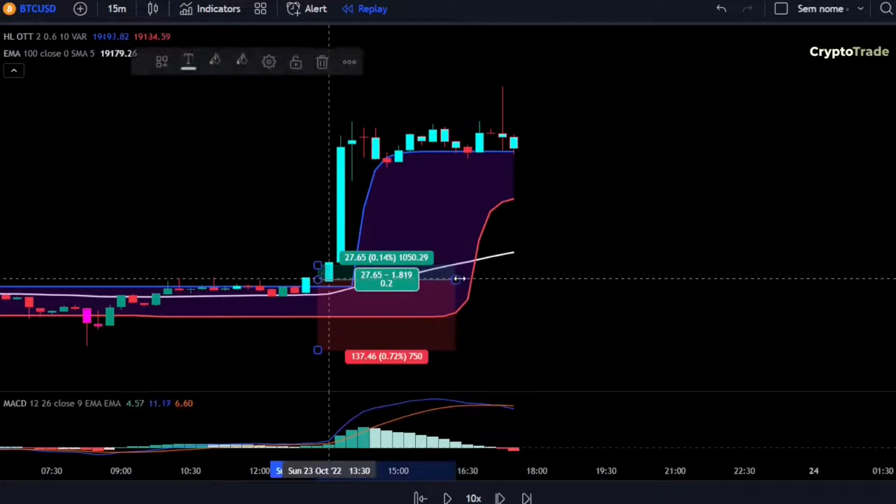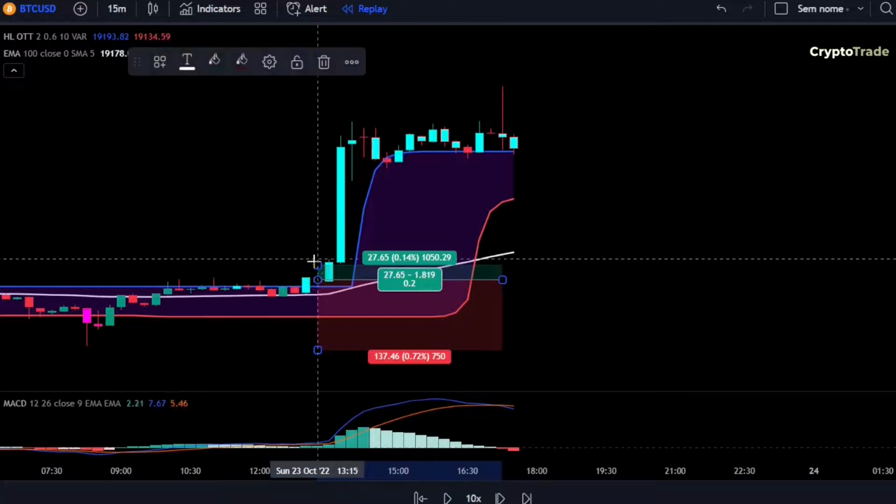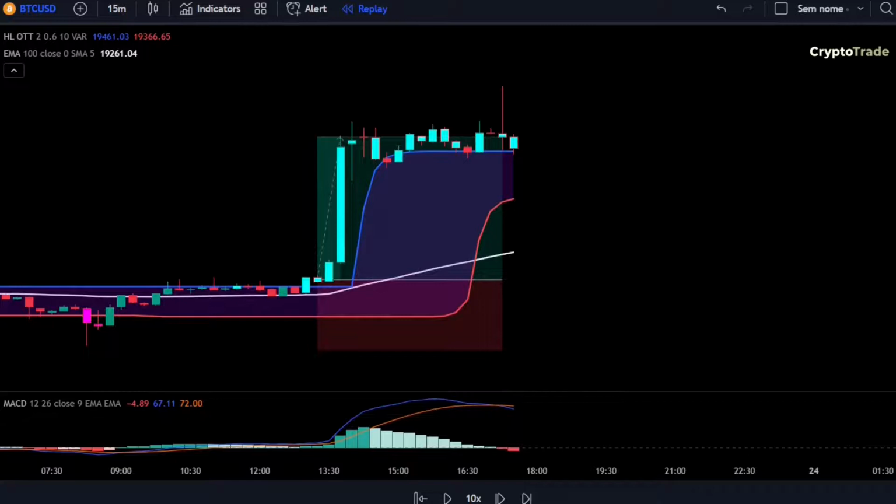The MACD blue line has crossed the orange line downwards. It's time to close the trade with profit. Let's look for the next trade.